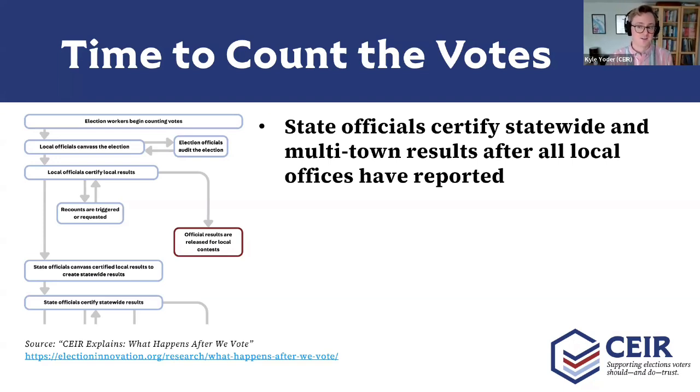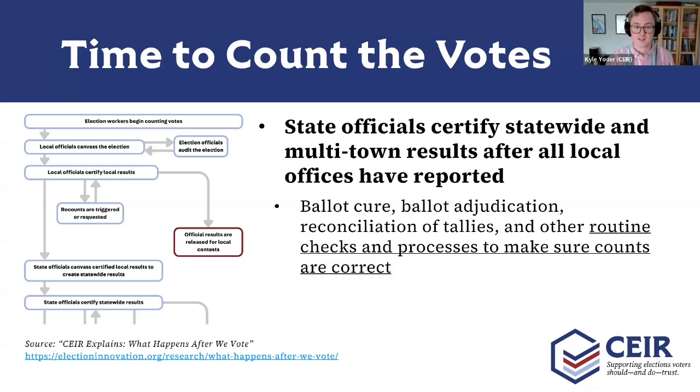And state officials certify those statewide and multi-town results after all local offices have reported. That takes time for the state. We shouldn't be surprised if official results take days or weeks after, just to leave time for ballot cure, as we mentioned, ballot education, reconciliative tallies, other routine checks, processes to make sure that all of those counts are correct.